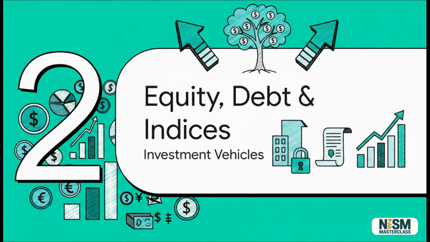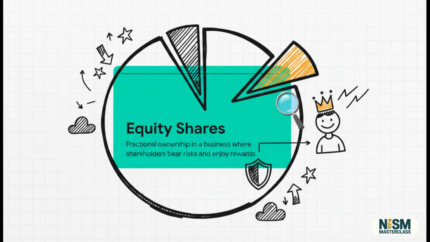Moving right along to Section 2, equity, debt, and indices. We're branching out into the specific types of securities now. First up is good old equity. Think of a massive corporate pie. When you buy an equity share, you aren't just buying a piece of paper. You are buying a tiny fractional slice of that pie. You're an owner. And as an owner, sure, you take on the risks if the business struggles, but you also get to reap the magnificent rewards if it succeeds.